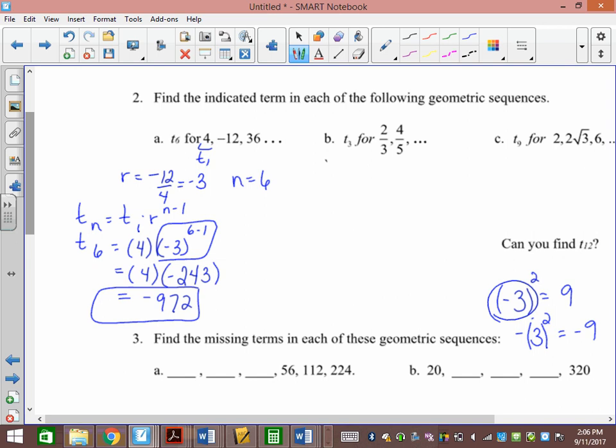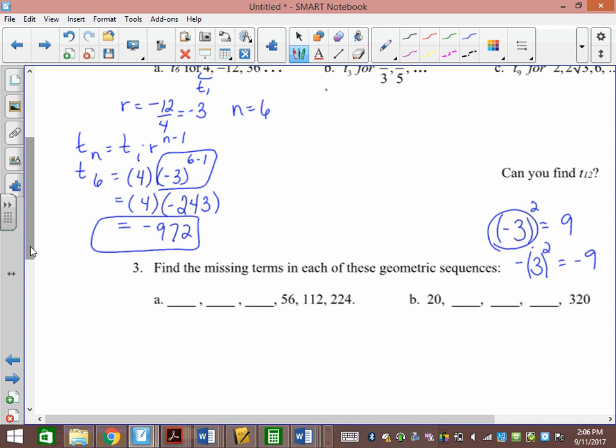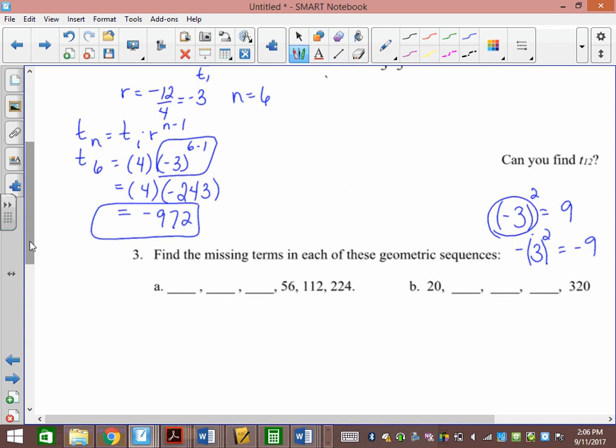Okay, so let's look at number 3. Number 3 says find the missing terms. So for number 3, you have blank, blank, blank, 56, 112, 224. We don't have to use the formula in this case, because when we have terms side by side, we can find out what r is. To go to the right, you'd multiply by r. To go to the left, you'd divide by r. So let's find out what r is.